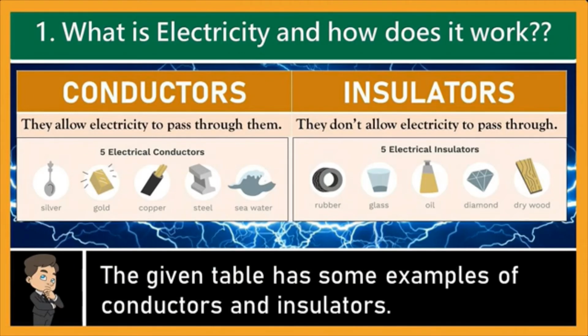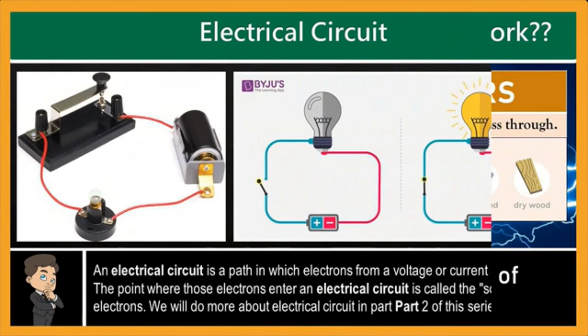As you already know, conductors allow electricity to pass through them while insulators don't. Examples of conductors include silver, gold, copper, steel, seawater. Examples of insulators include rubber, glass, oil, diamond, dry wood.